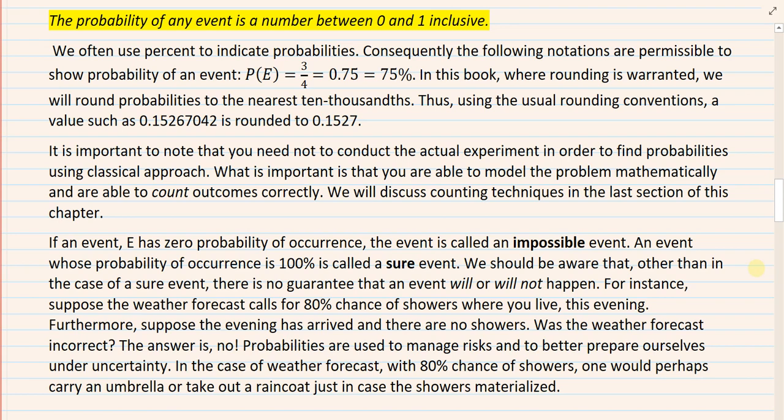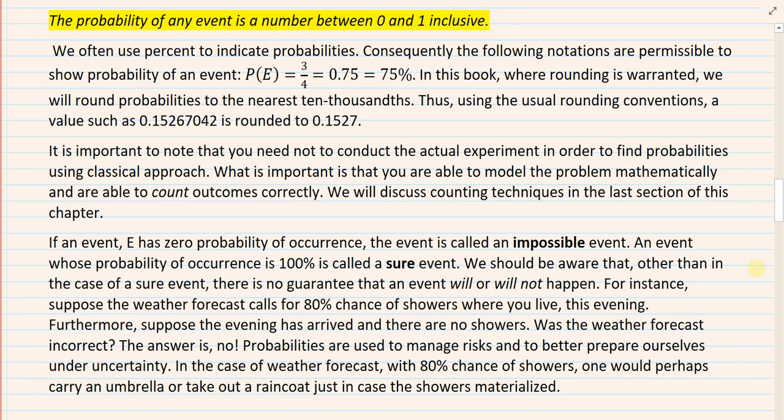What I mean is this. Let's say they tell me probability of showers. I have it here: 80% chance of showers this evening. Now, suppose the evening comes and goes, and there's no showers. So does that mean it was right or wrong what they told me? That's the kind of right or wrong I'm talking about.